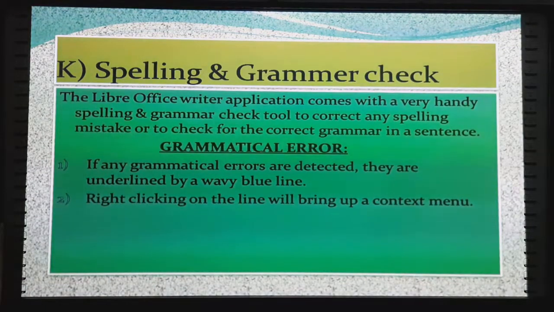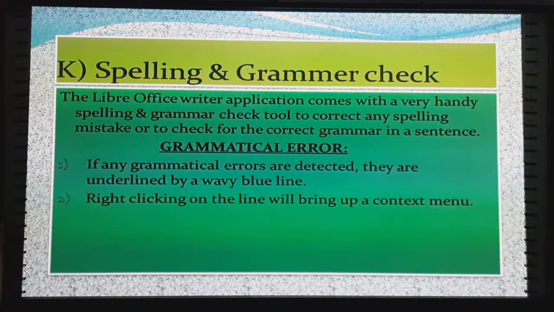Then, once we detect a grammatical error, that is the wavy blue line, we simply select that word under which the wavy blue line is there and right click on it, as a result of which it will bring up a menu, which is known as the context menu. That means once the wavy blue line appears on any text in our word processor, selecting that word and right clicking will bring up a small menu, also known as the context menu.